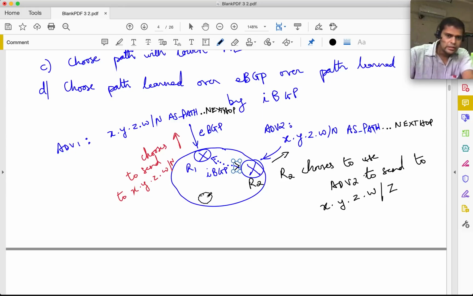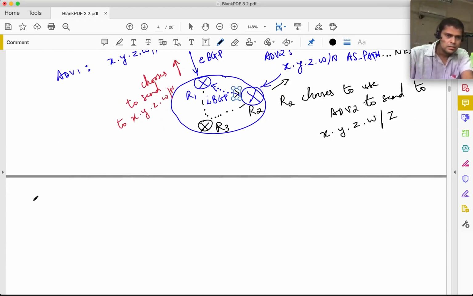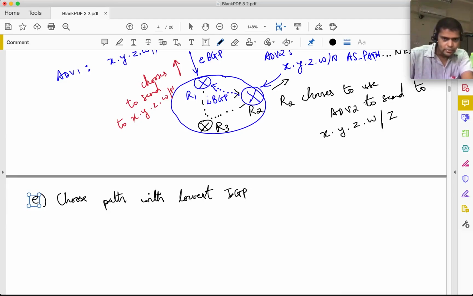So what about, let's say, some router R3 over here? R3 has learned about both advertisements over IBGP. So even choice D doesn't solve the problem for R3. So what are we going to do then? Choose the path which has the lowest IGP metric to the next hop. So choose path with the lowest interior gateway protocol, that's the intra-domain routing protocol, to next hop.